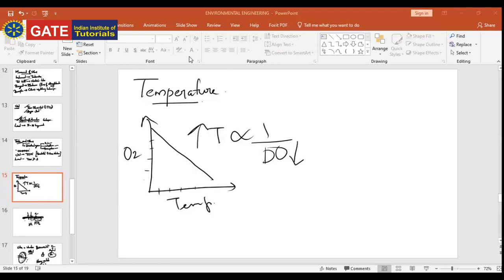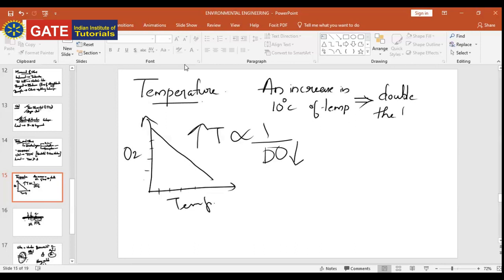The next point you can write. This figure is important. An increase in 10 degrees Celsius of temperature can double the biological activity.